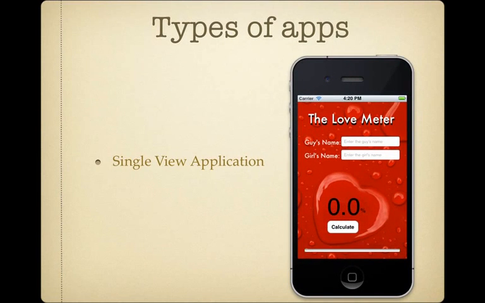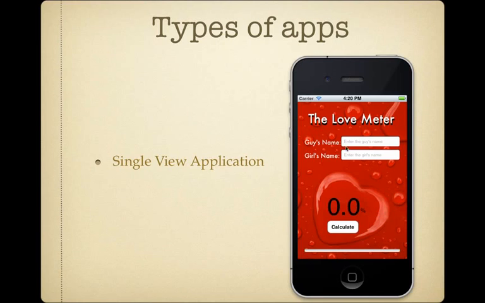Now let's move to the types of applications. For your iPhone there are many types of applications, and this is the first type, the most common: the single view application. It's called a single view application because it consists of one view. So this is the whole application, just one view. This is an example.